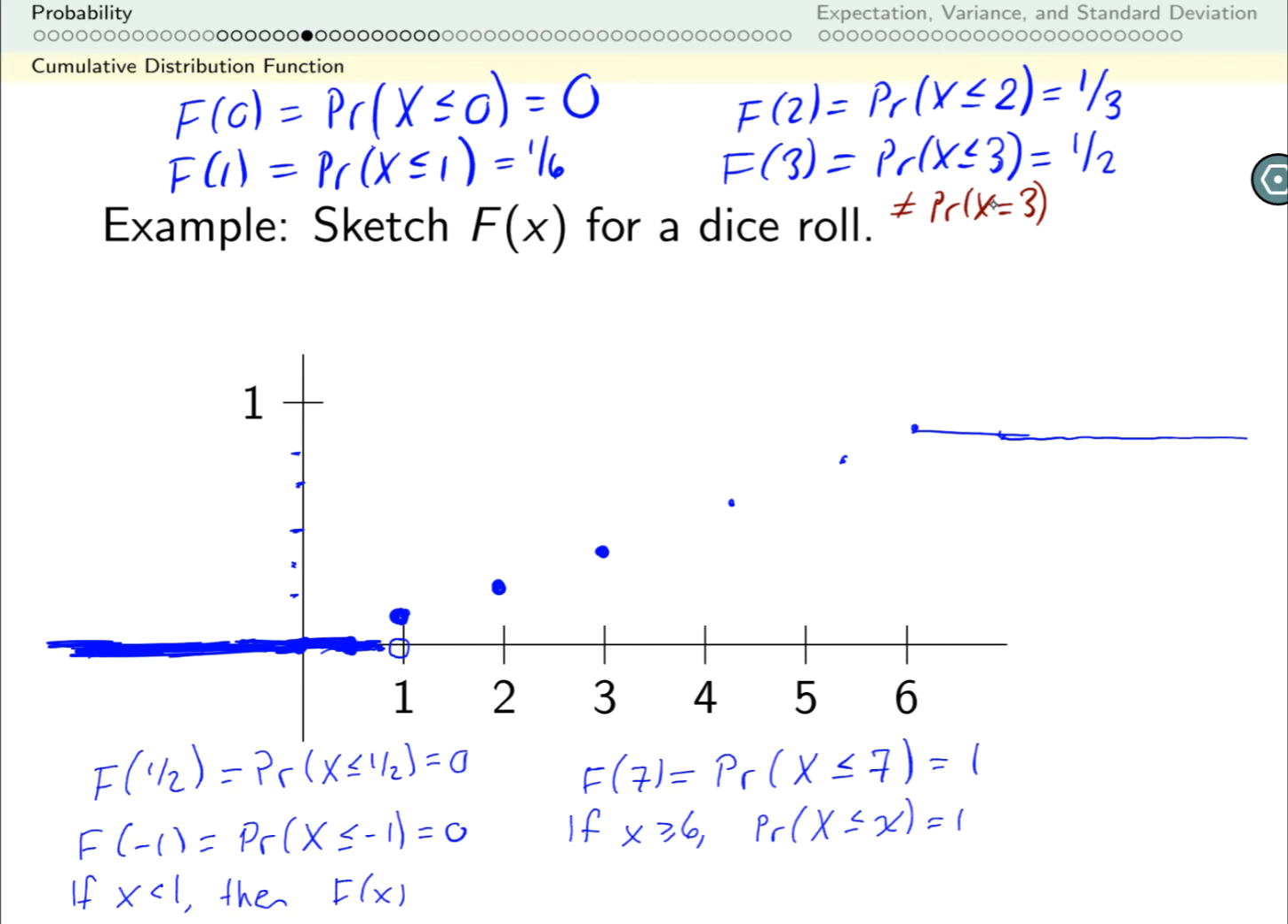What I want you to do now is fill in the rest of the gaps. So between 1 and 2, what is this function? Between 2 and 3, what is this function? Between 3 and 4, what is this function? And so on.